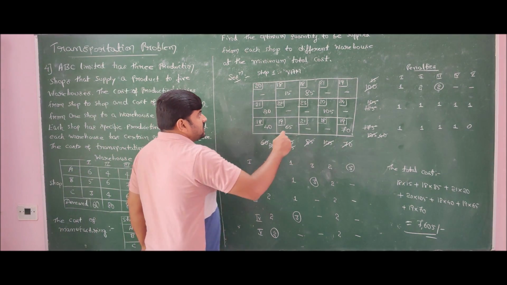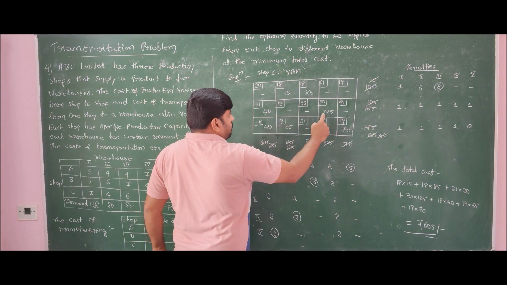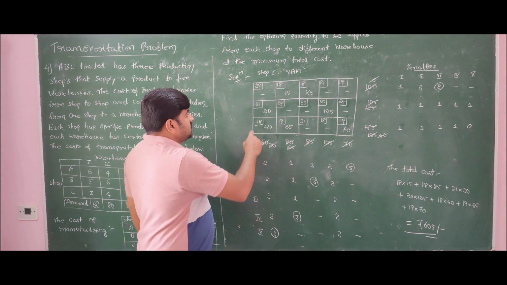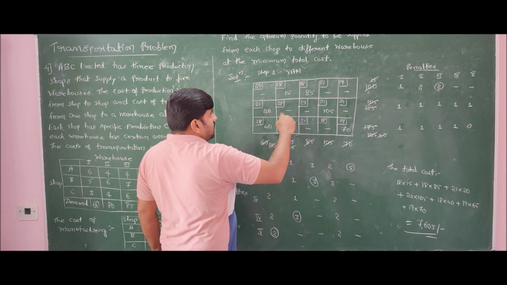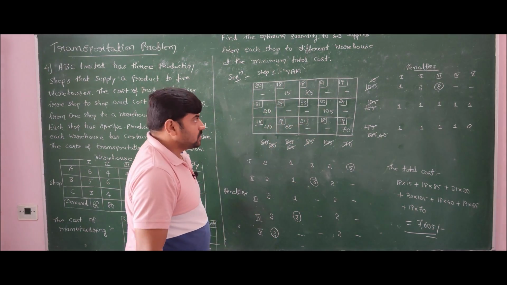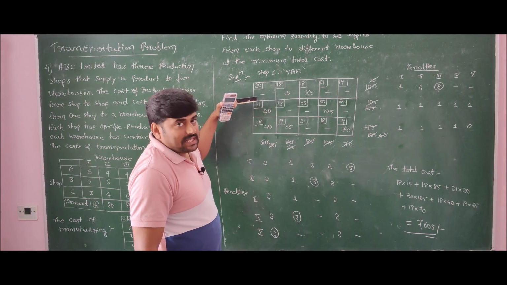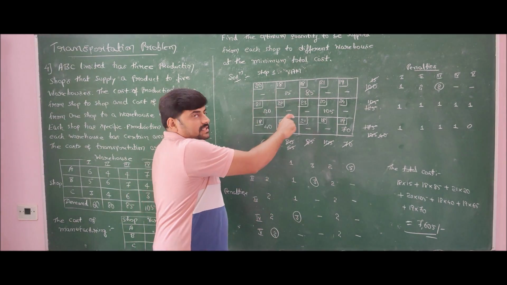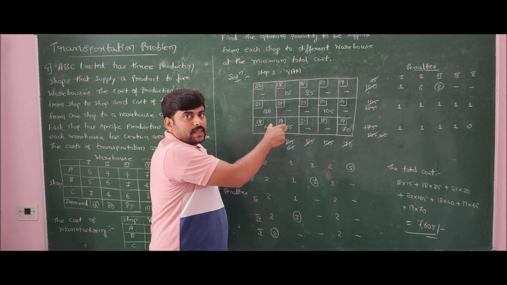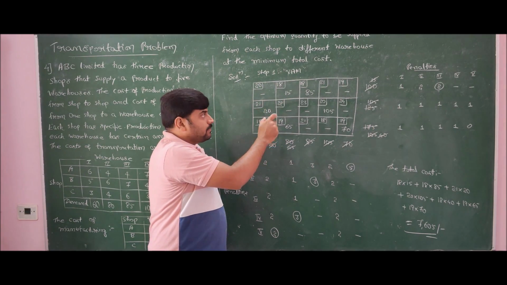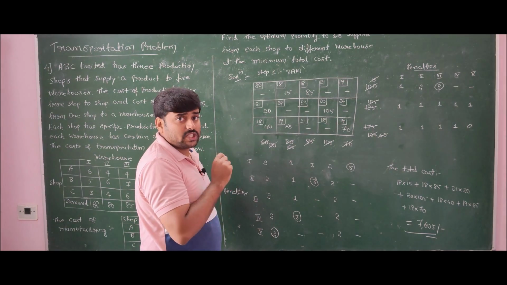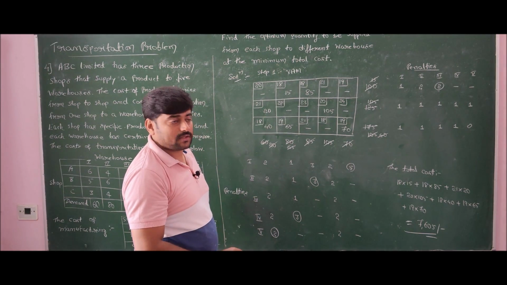Now the number of allocations is 1, 2, 3, 4, 5, 6, 7. We have 7 allocations, whereas we have 3 rows and 5 columns. So m plus n minus 1, number of rows plus number of columns minus 1. Number of rows is 3, number of columns is 5. 5 plus 3 is 8, minus 1 is 7. The number of allocations is also equal to 7. So therefore it is a non-degenerate basic feasible solution.